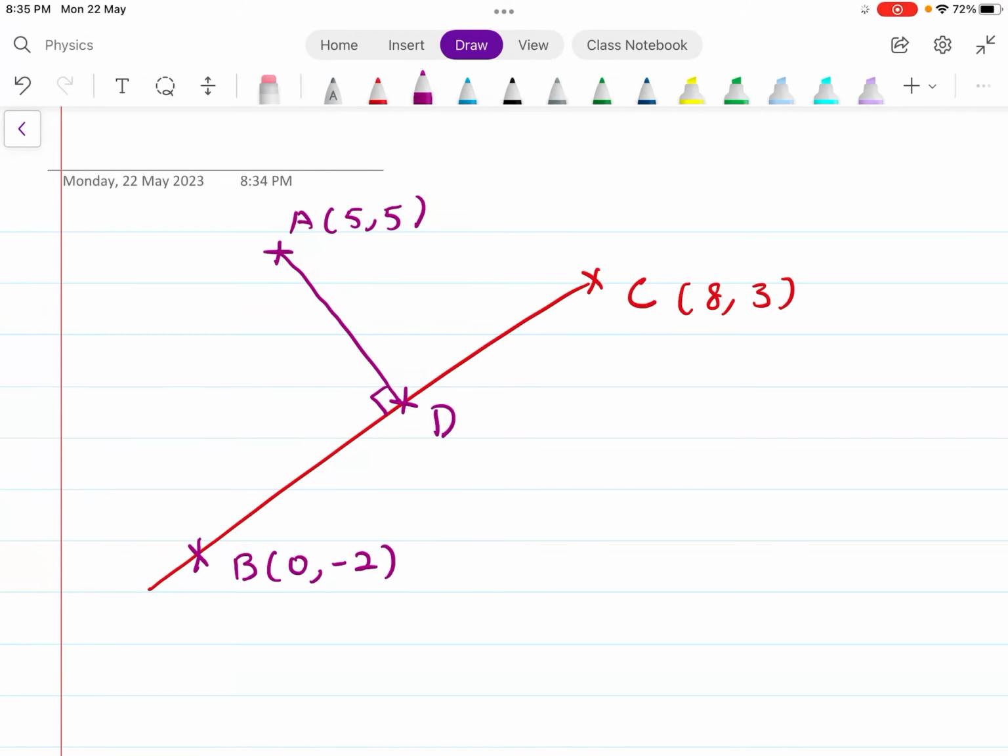Alright, so let's go through this coordinate geometry question. So we have these two lines, right? These two lines are perpendicular. They want us to find what is the coordinate of point D, right?